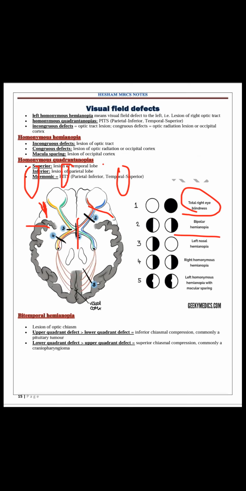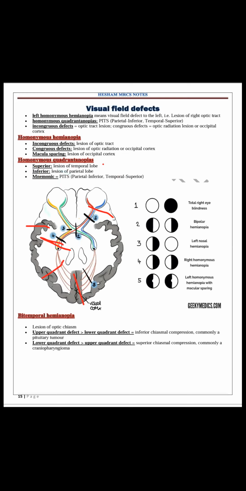If you have injury to the optic tract here, you will have an incongruous defect. But in the optic radiation and the cortex, you will have a congruous defect, but with macular sparing. Congruous defect with macular sparing.